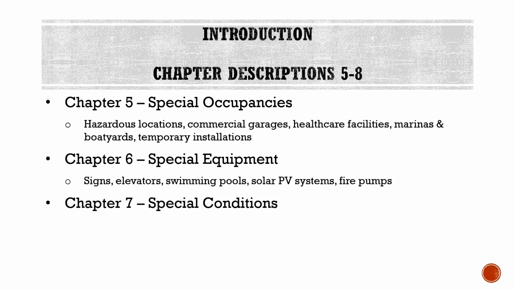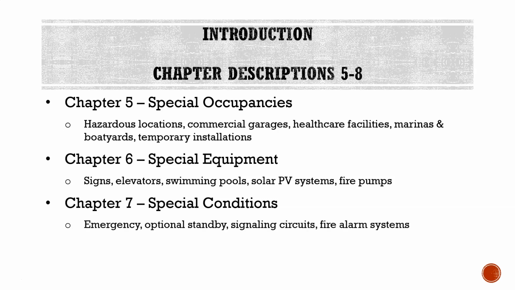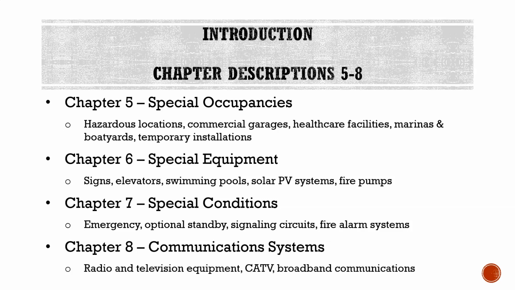And chapter 7 is going to cover special conditions. Some examples of this being emergency, optional standby, signaling circuits, and fire alarm systems. So once again, not every building is going to have these types of systems in it, but if those systems are present, we have very specific and very special circumstances we have to take into account on those. And as we had said previously, chapter 8 covers communication systems. This is going to include radio and television equipment, cat cabling, and broadband communications.